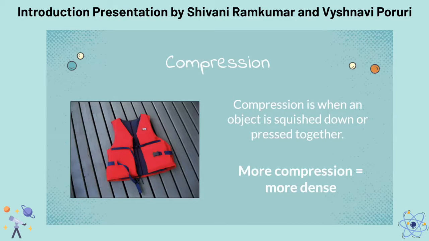There are some factors that affect the density of an object. Compression is the action of squeezing something tightly enough to decrease the volume. So take, for example, a stress ball. When you squeeze it very tightly, it shrinks in size, so the volume decreases. Therefore, density increases as the compression increases.